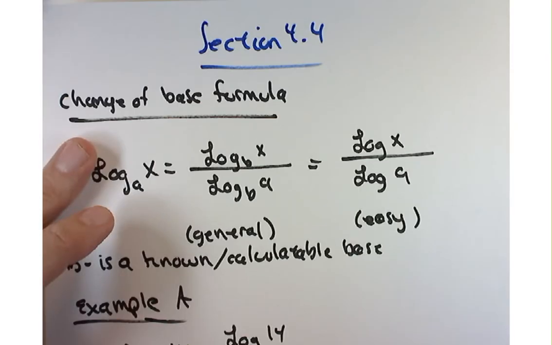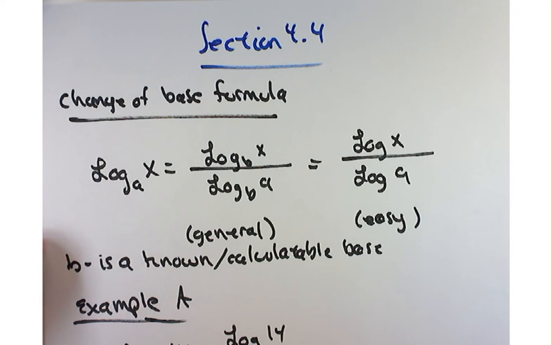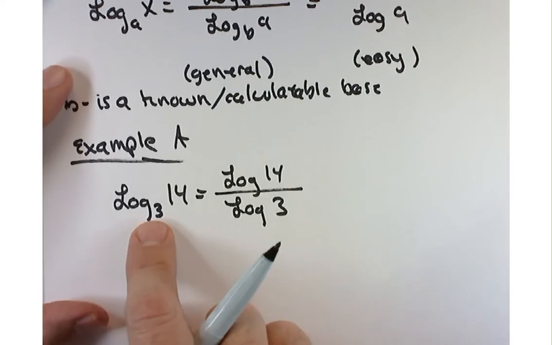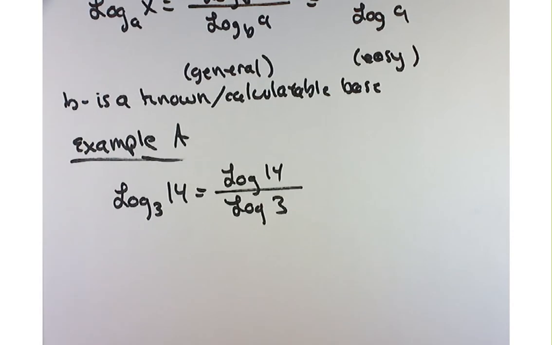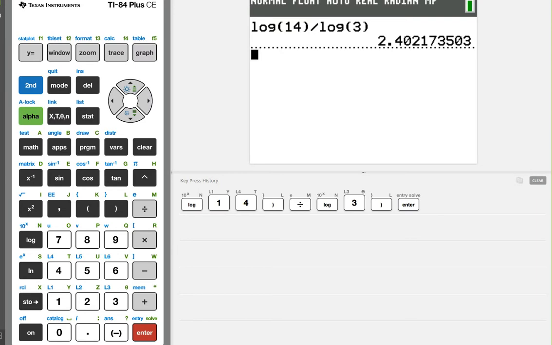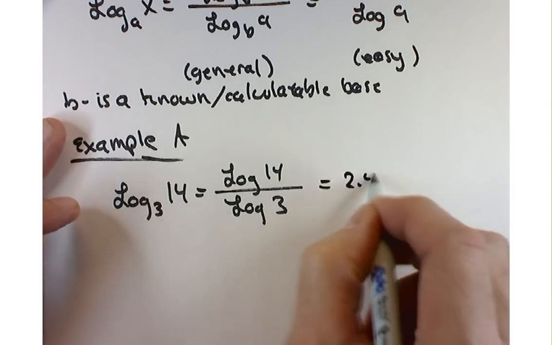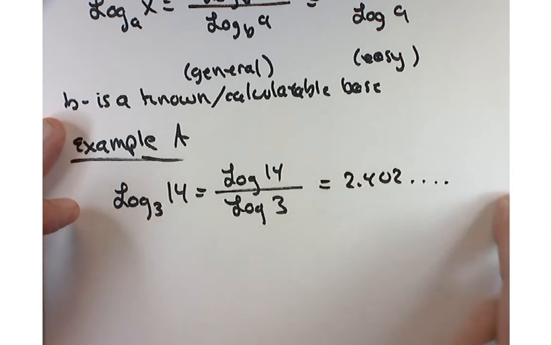So our change of base formula allows us to calculate these different logs, like this one, log base 3 of 14. Now, we can check that, right? So after you type it into your calculator and you get that it's 2.402 something, that allows us to check it. And let's see if we can figure out a way to check it. 2.402 dot dot dot, meaning it's going on forever.